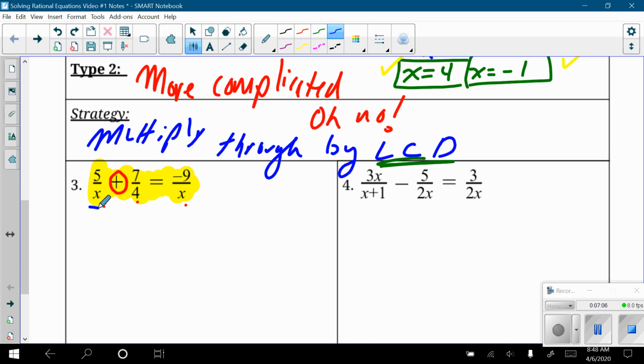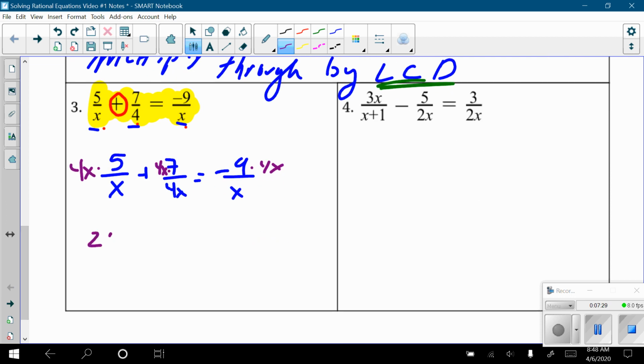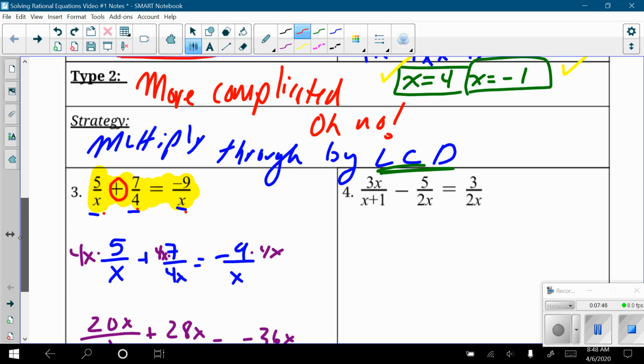If you look at these three fractions and those denominators, the least common denominator there is 4x. So we're going to take every single term and multiply by 4x. Keep in mind when you multiply a fraction by something, you're multiplying the top by it. So we're going to do 4x there, 4x there, 4x there. I'm going to get 20x over x plus 28x over 4x equals negative 36x over x. I'm multiplying through by the least common denominator.